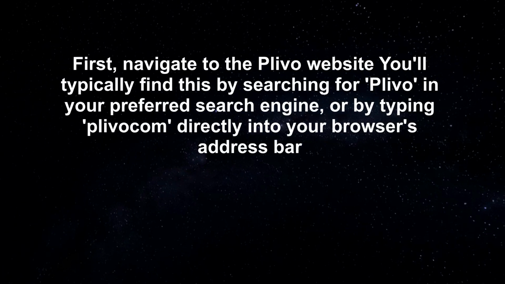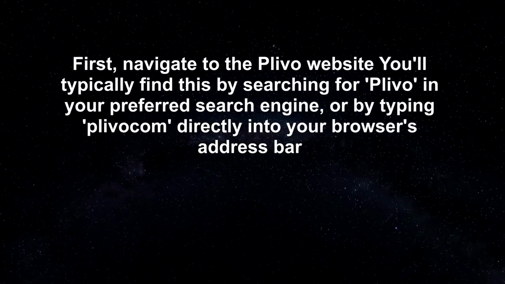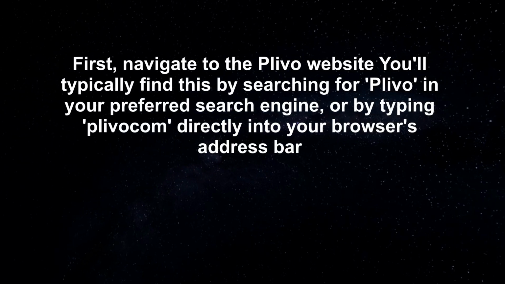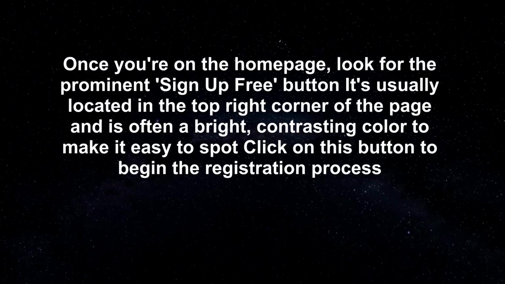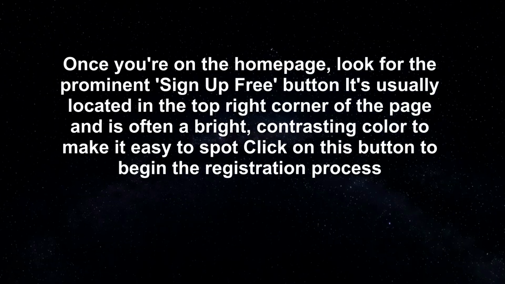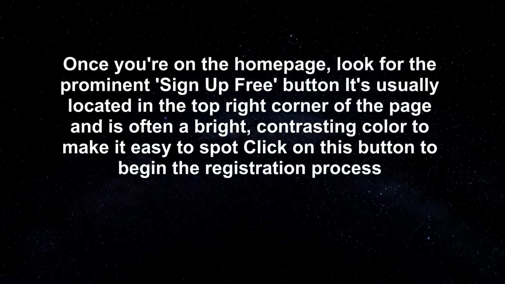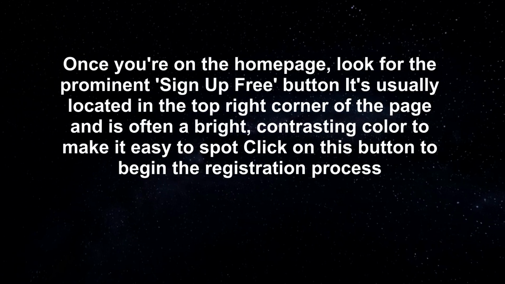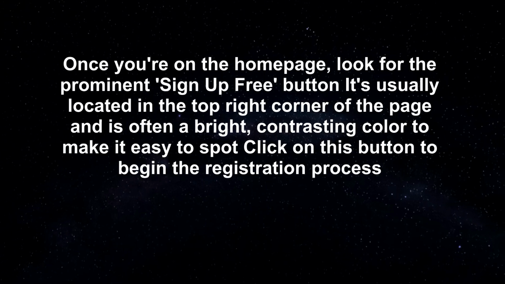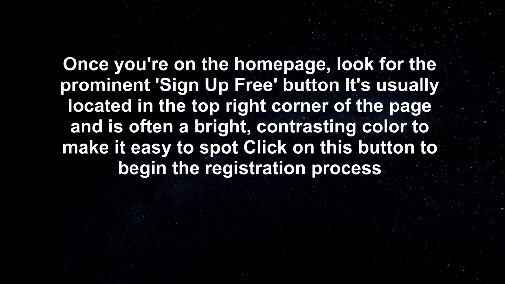You'll typically find this by searching for Plivo in your preferred search engine, or by typing Plivo.com directly into your browser's address bar. Once you're on the homepage, look for the prominent Sign Up Free button. It's usually located in the top right corner of the page and is often a bright, contrasting color to make it easy to spot. Click on this button to begin the registration process.